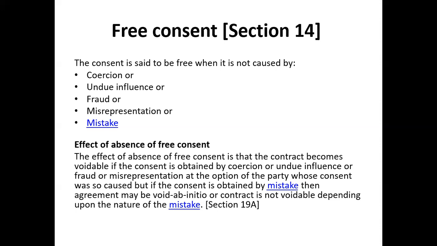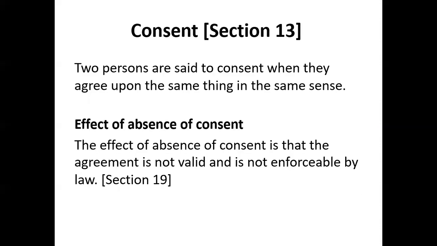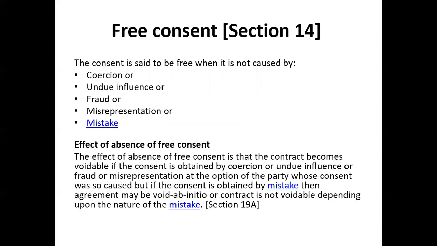So in this video, the first thing is consent. We learned about consent according to section 13, that there is a mutual understanding in the same sense, and if there is no consent under section 19, then the contract is not valid and enforceable. Under section 14, your consent is said not to be free if there is coercion, undue influence, fraud, misrepresentation, or mistake. I've highlighted the mistake because this is exceptional.